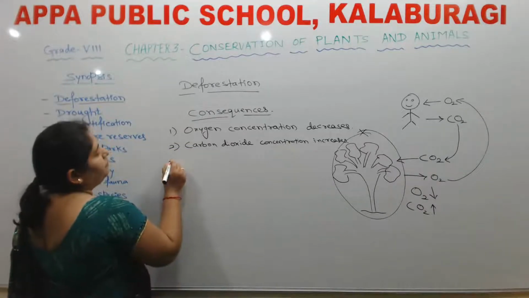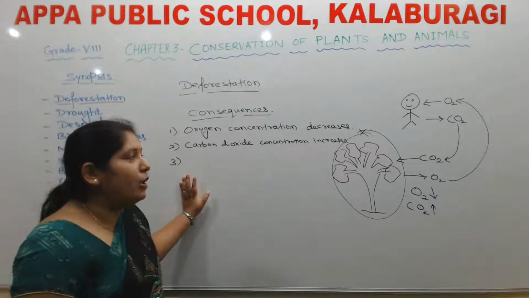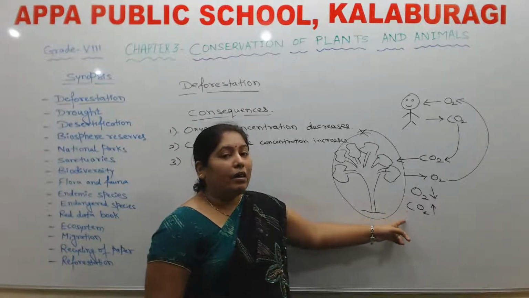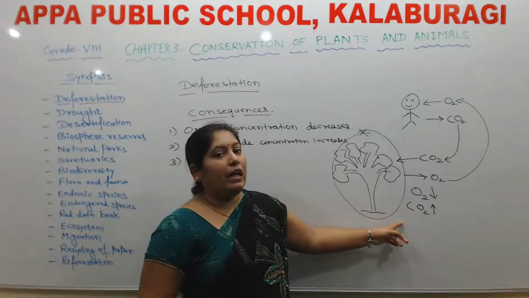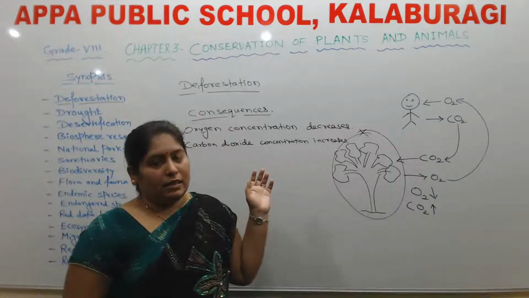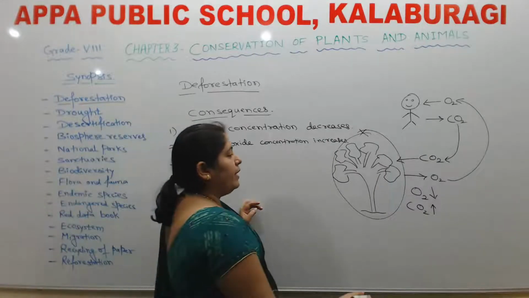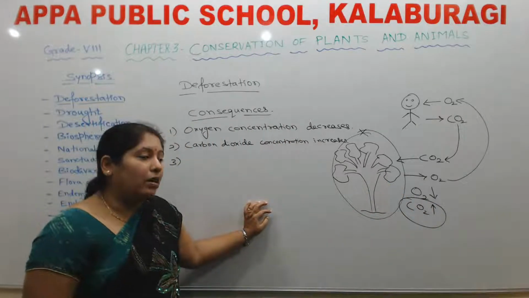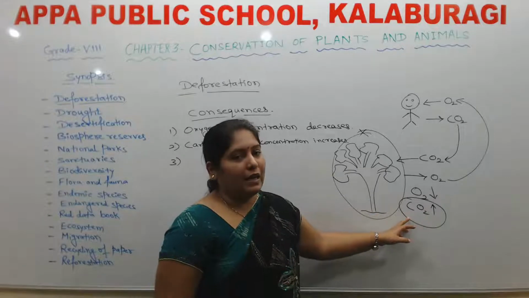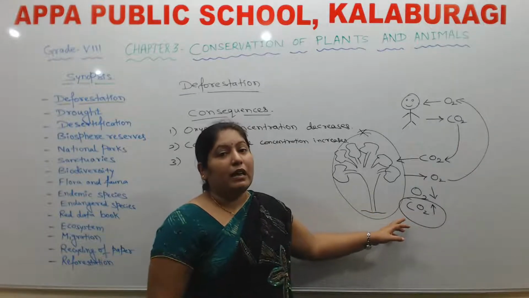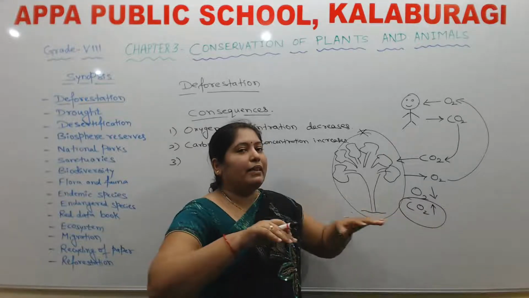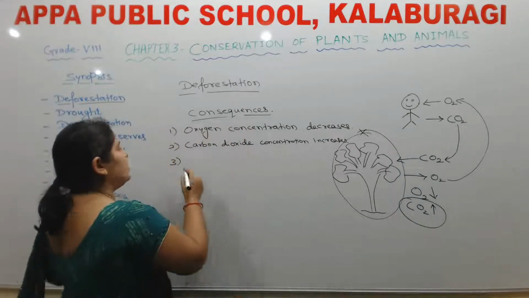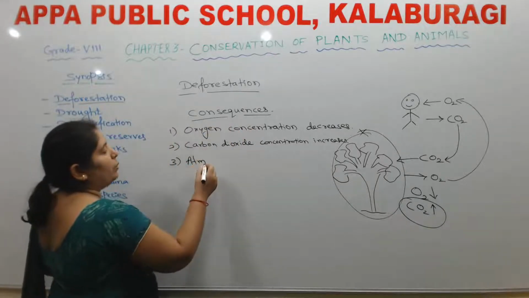Okay, next one. Third consequence. As we are observing that carbon dioxide concentration is going on increasing, because of the high concentration of carbon dioxide in the atmosphere, the atmospheric temperature rises. Getting? The atmospheric temperature rises because of this increased carbon dioxide concentration. Why? Because this carbon dioxide gas is going to trap the sunlight which is reflected back from the earth. This carbon dioxide is absorbing that and warming the atmosphere. So because of this, atmospheric temperature increases.